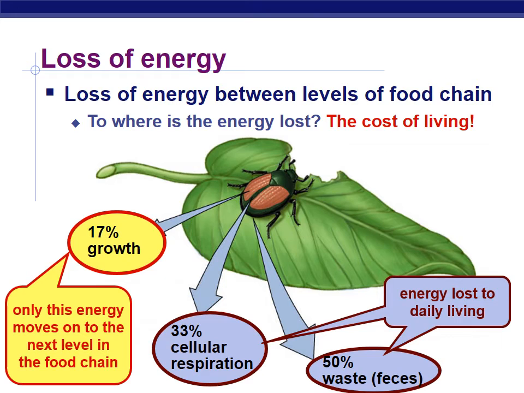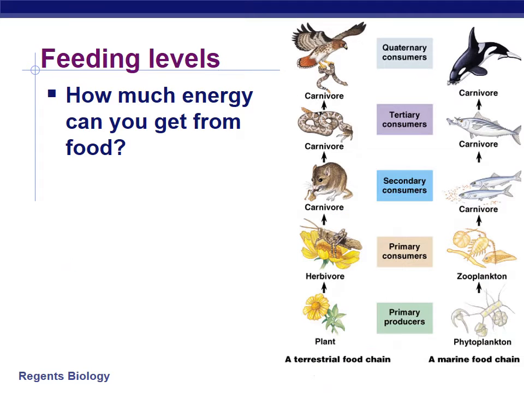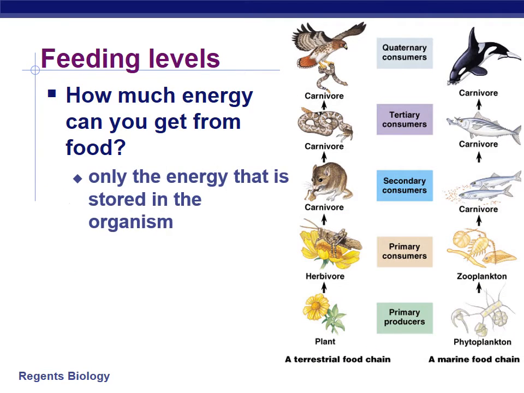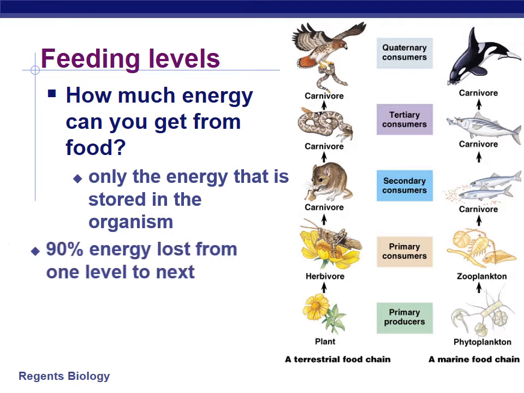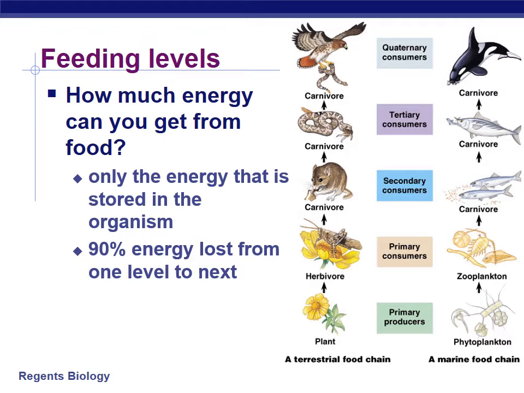How much energy can you get from your food? The energy that is actually stored in the organism is what you can get, so about that 17%. But that 17% is ideal. It's on the high end of the estimate. However, honestly, it's about 90% of the energy is lost in an organism. So only 10% of the energy of an organism is actually moved on to the next level.